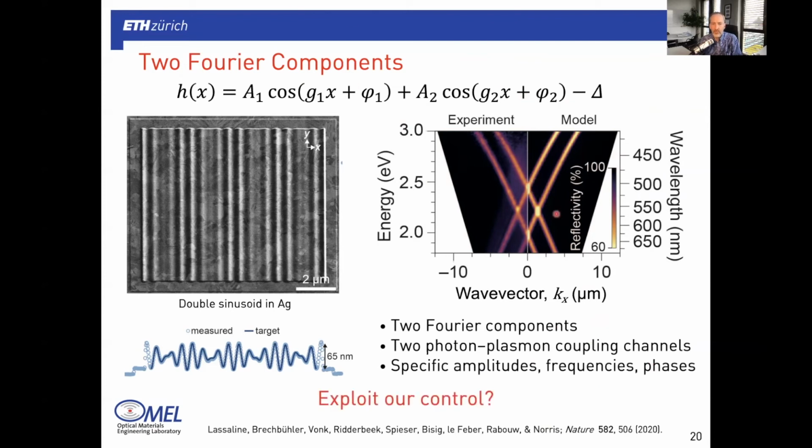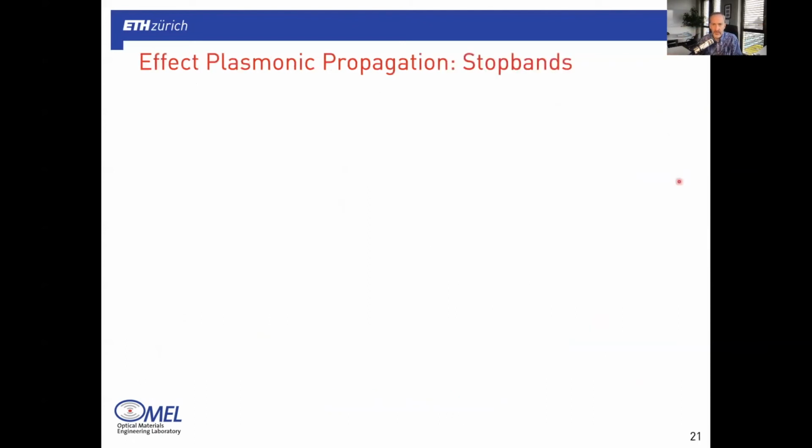So how can we exploit our control? And again, there are many things you can do. I'm just going to show a fun little example here, that we can affect how the plasmons propagate across the interface. And in particular, we can create stop bands. So we can design an interface that basically allows incoming photons at normal incidence to couple and launch surface plasmon polaritons that are going to move, let's say, to the right here.